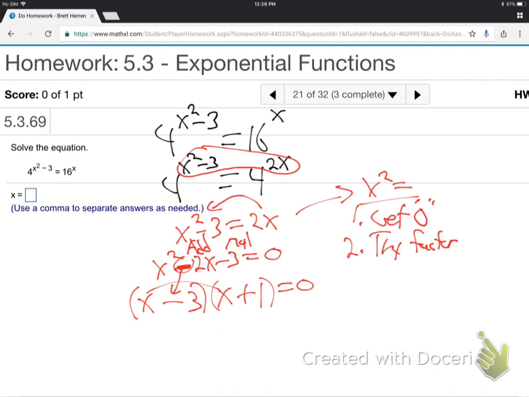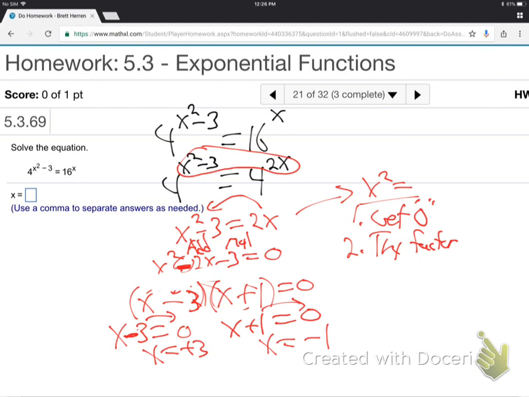If I FOILed this out, I'd get x squared plus 1x, minus 3x minus 3. That'd make minus 2x in the middle, see? It would be right. So if you factor and you're not sure, just FOIL it out until it's right. Just keep altering it till you've got it. Okay, and then you set each one equal to 0 separately, because the two things times to be 0. Either one could be 0 to make them times to be 0. Move that over. It's just going to be the opposite sign. Positive 3, negative 1. Positive 3 and negative 1 are the answers.